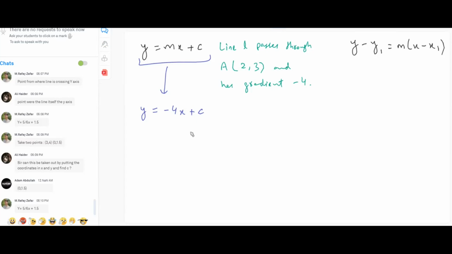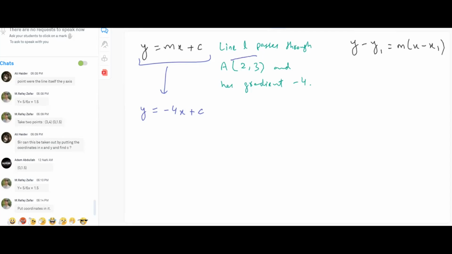We already have a point that the line passes through. 2 and 3 point, right? ये point इस point से line pass करती है. What does that mean? That means इस line को उस point को satisfy करना चाहिए. कि 2 और 3 इसके अंदर input करेंगे, आपकी इक्वेशन बैलेंस होगी. हम क्या करेंगे? हम उस पॉइंट को इसके अंदर इनपुट कर देंगे, 2 और 3 को. क्या मतलब कि x की जगह 2 डाल देंगे, y की जगह 3 डाल देंगे, राइट?